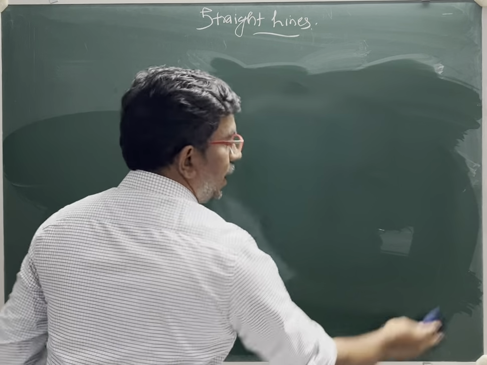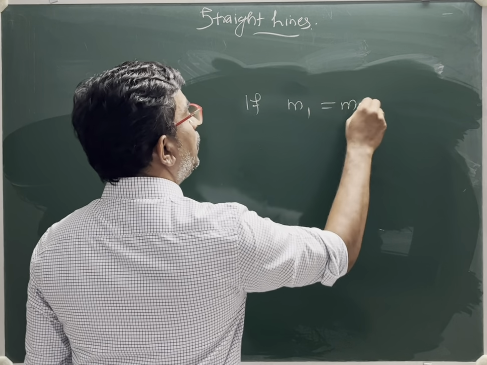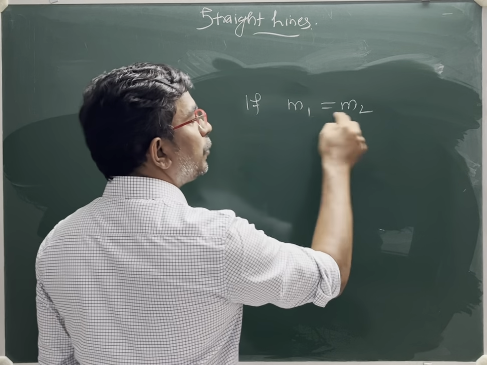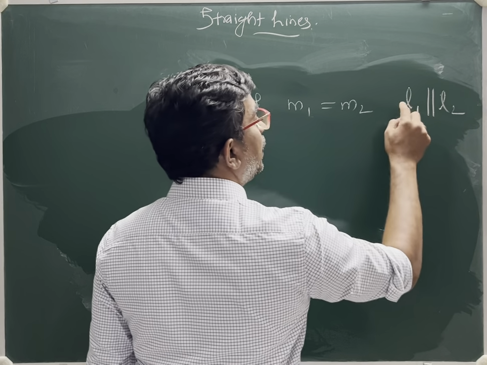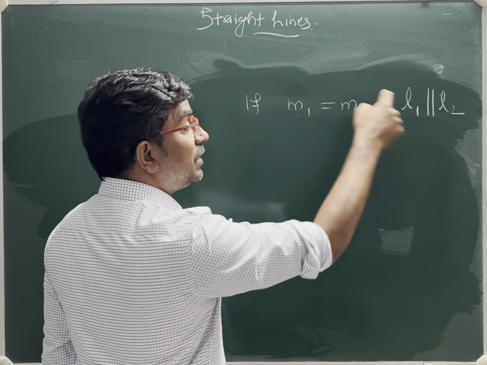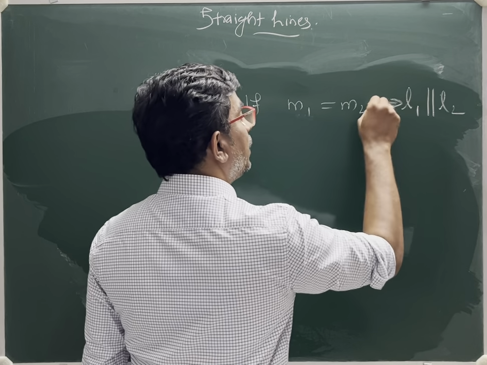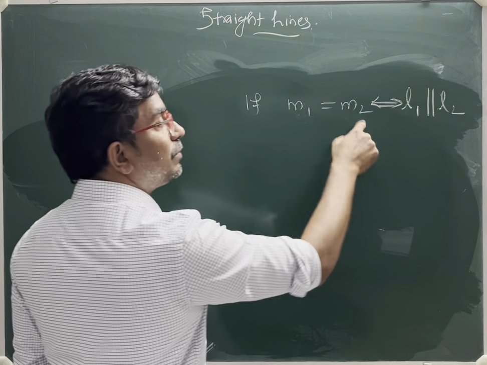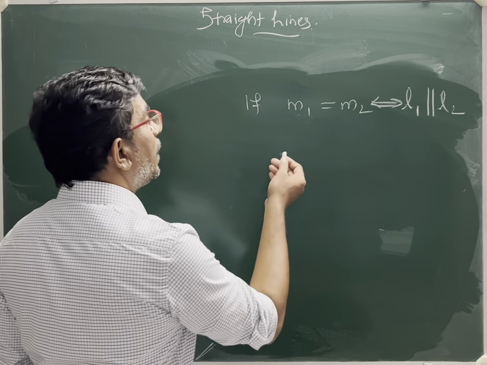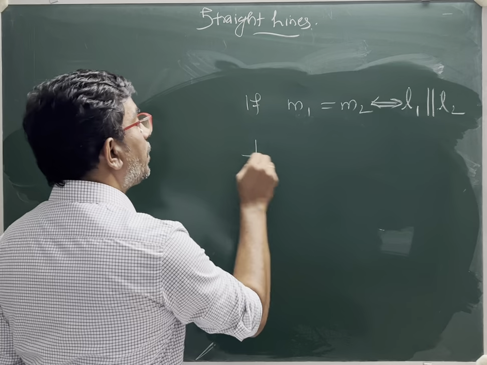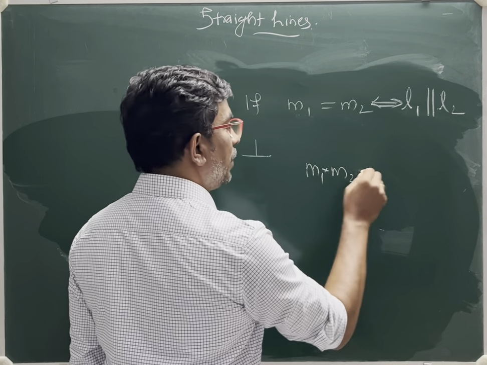Using that, I will say, if M1 is equal to M2, where M1 is the slope of line L1 and M2 is the slope of line L2, this implies L1 is parallel to L2, and it is also implied by it. If both are parallel, slopes are equal. If slopes are equal, lines are parallel. And the second thing, if lines are perpendicular, the product of their slopes, M1 into M2, will be negative 1.